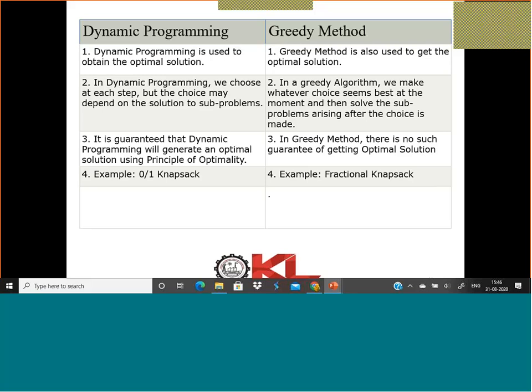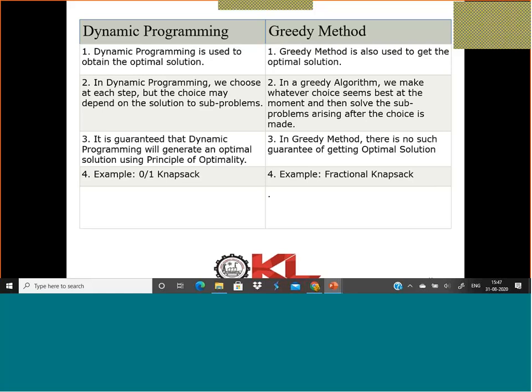That will not work for all the problems. Okay. So there are many examples of a dynamic model. One simple example is the 0 1 knapsack problem. In 0 1 knapsack, either you are taking the complete item in the bag or you are rejecting the complete item. Whereas in the fractional knapsack, you are taking the item partially. So these are the two examples.